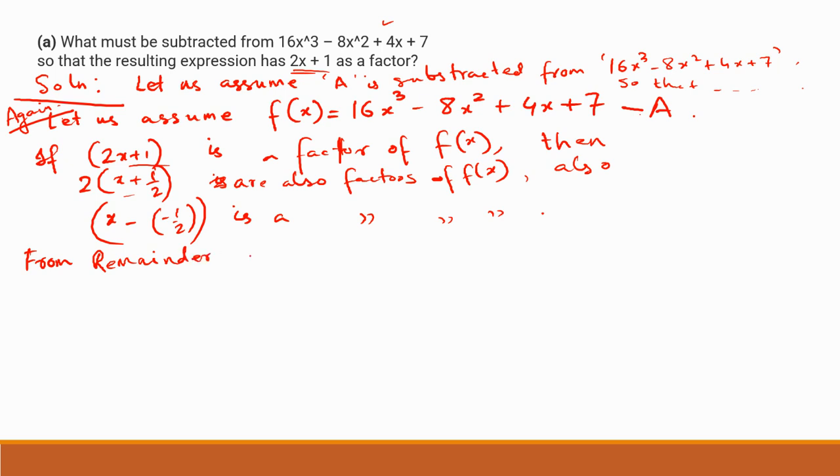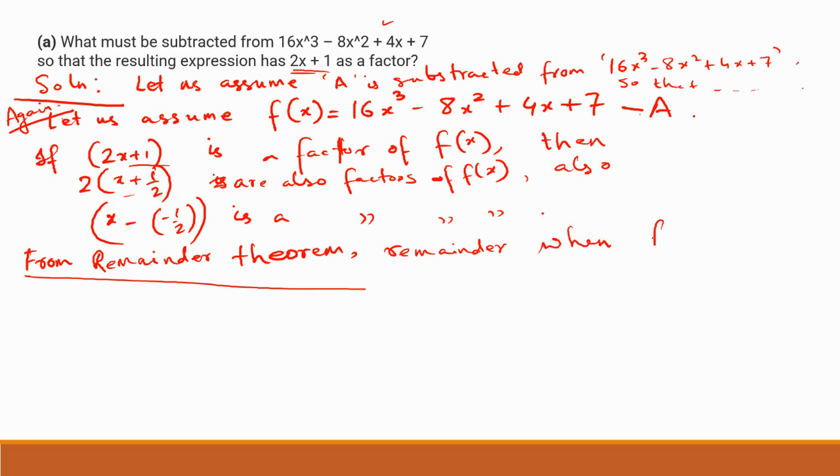From the remainder theorem, the remainder when f(x) is divided by this number, x minus of minus half, is f of minus half, right? This we get from the remainder theorem. When f(x) is divided by x minus a, what will be the remainder? It should be f of a. Hope this is clear to you, right?